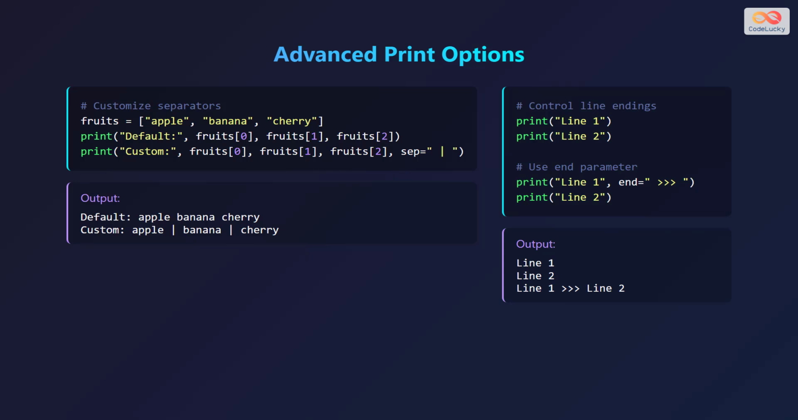As a result, the first line prints default, apple banana cherry, and second line prints custom, apple pipe banana pipe cherry. Then the fourth line prints line 1 and fifth line prints line 2. Finally, line 7 prints line 1 greater than and eighth line prints line 2.